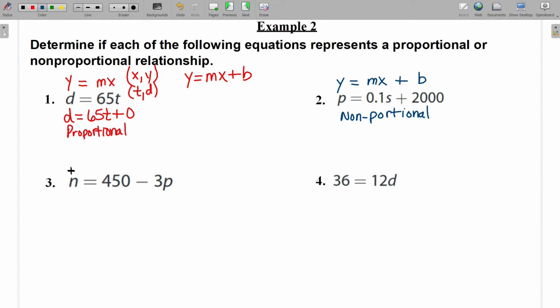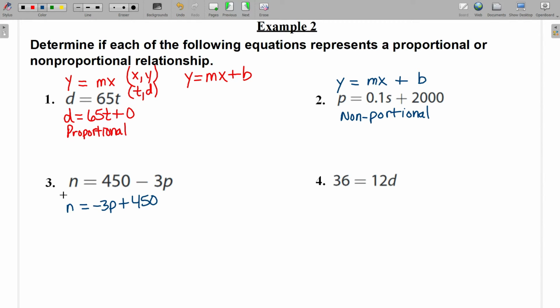Now in our next equation, what we see here is that it's rearranged. We have a variable to the left of the equals, and then we have a number minus 3p, which is a variable term. So what we might want to do in this problem is rearrange things so that we have n equals, say, negative 3p plus 450, and I do that to see if I can rearrange it into this format of y equals mx plus b, or this linear equation here.